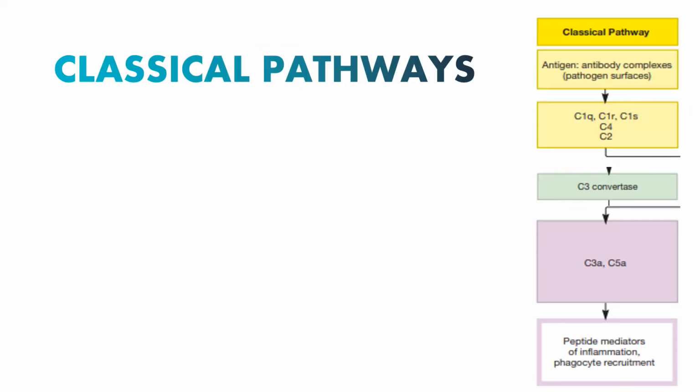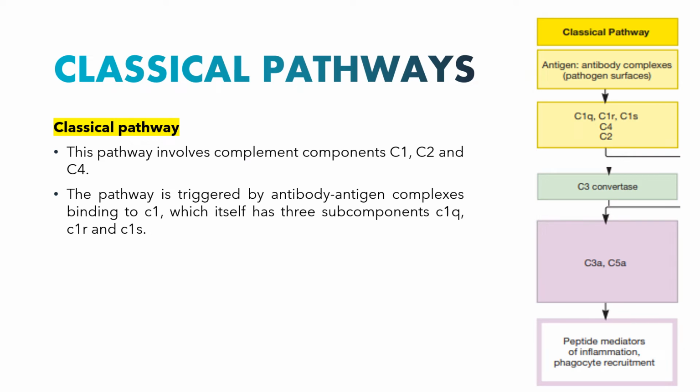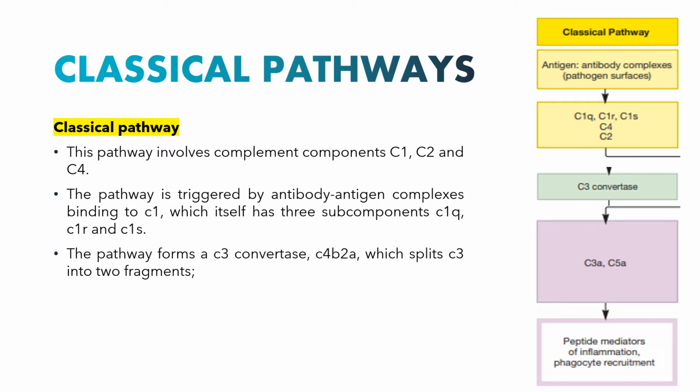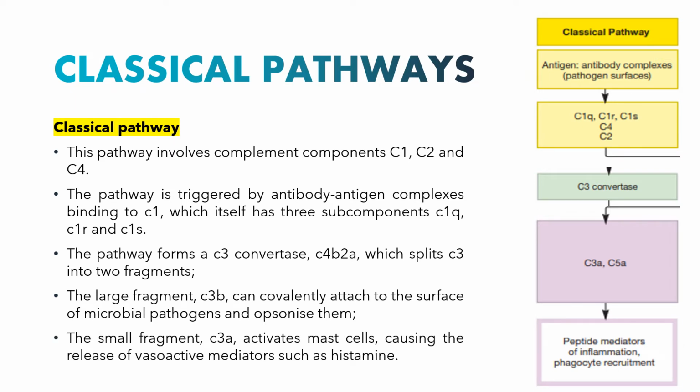Let's look at the classical pathway first. This pathway involves complement components C1, C2, and C4. The pathway is triggered by antibody-antigen complexes binding to C1, which itself has three subcomponents: C1q, C1r, and C1s. The pathway forms a C3 convertase, C4b2a, which splits C3 into two fragments. The large fragment C3b can covalently attach to the surface of microbial pathogens and opsonize them. The small fragment C3a activates mast cells, causing release of vasoactive mediators such as histamine.